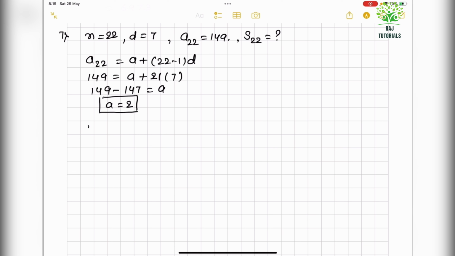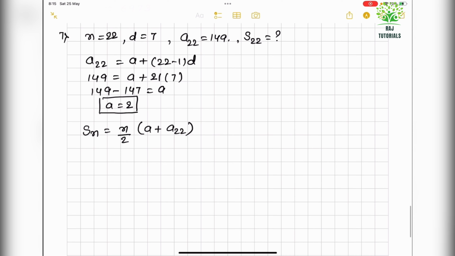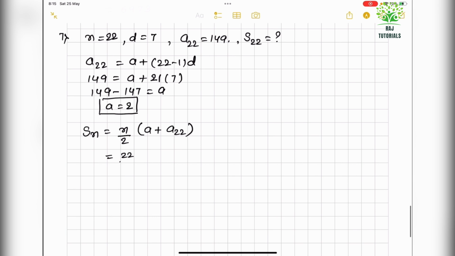Now I have to find Sn, which will be equal to n by 2 into A plus A22, or last term. So that is 22 by 2 into A is 2 plus 149. So 11 into 151. So that is coming 1661.